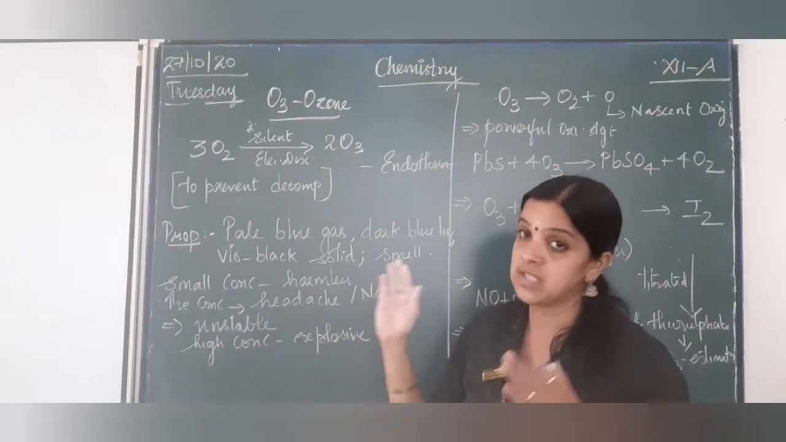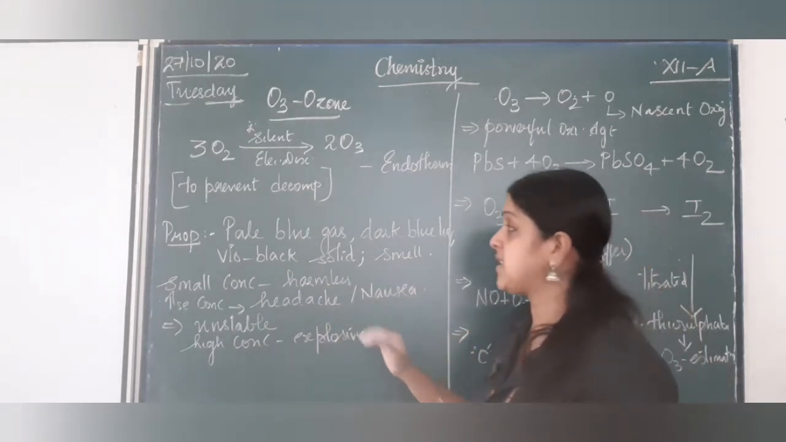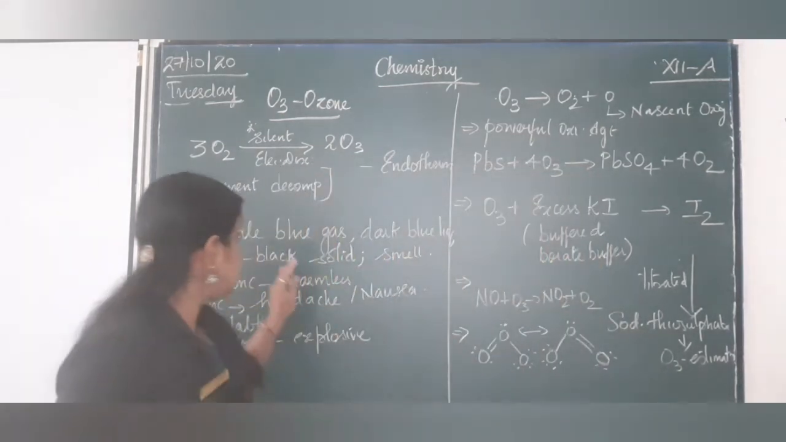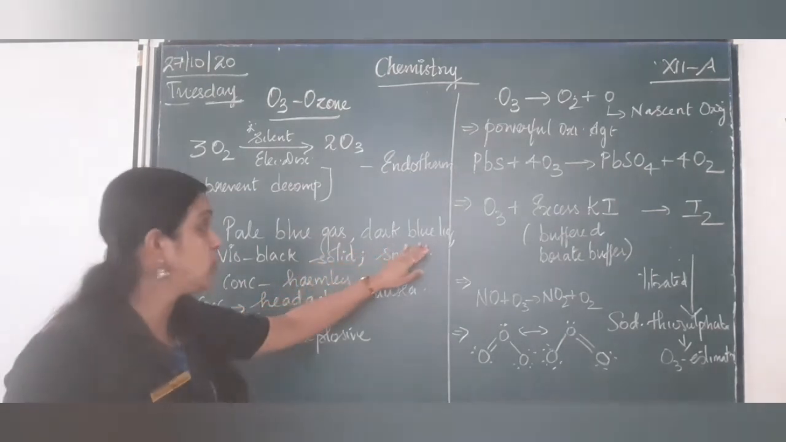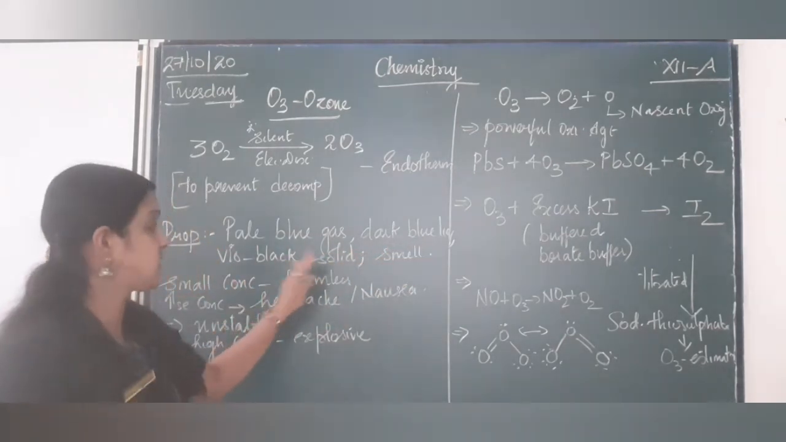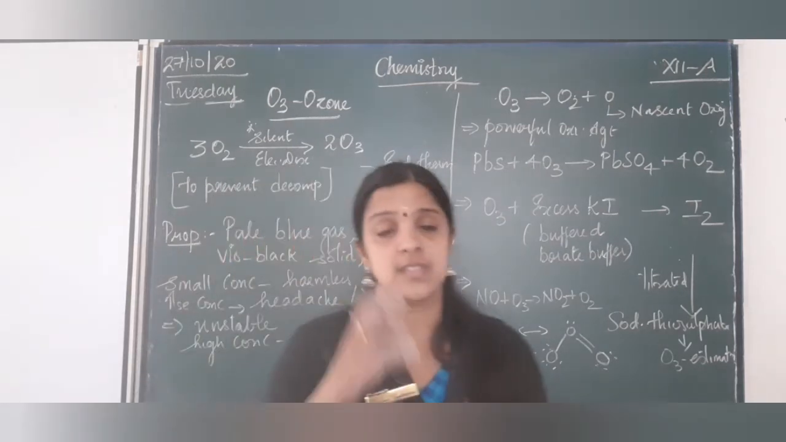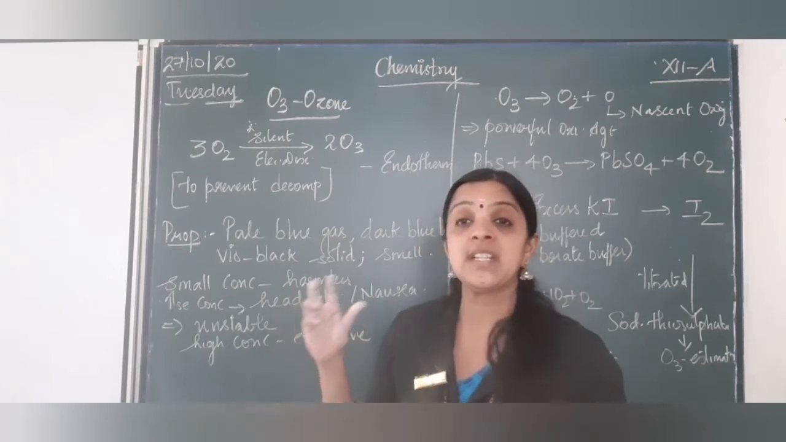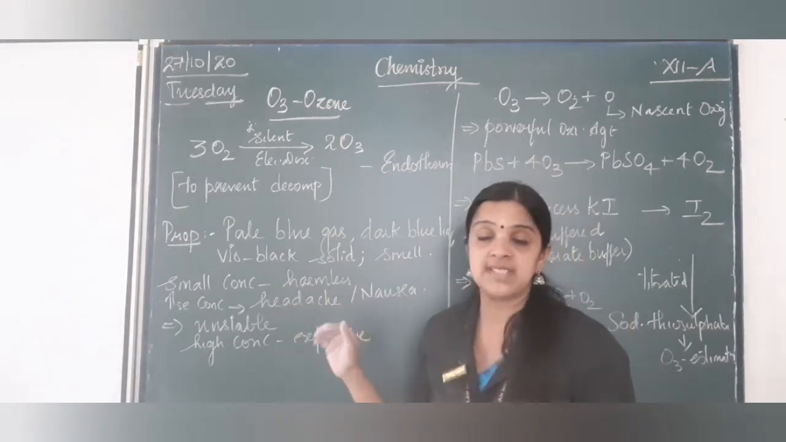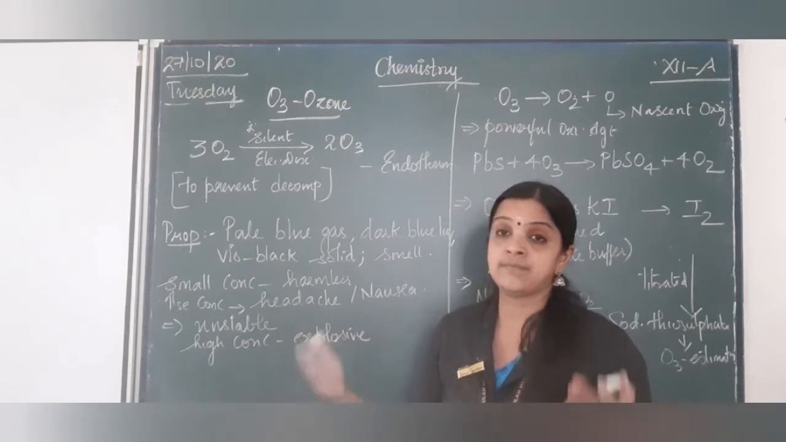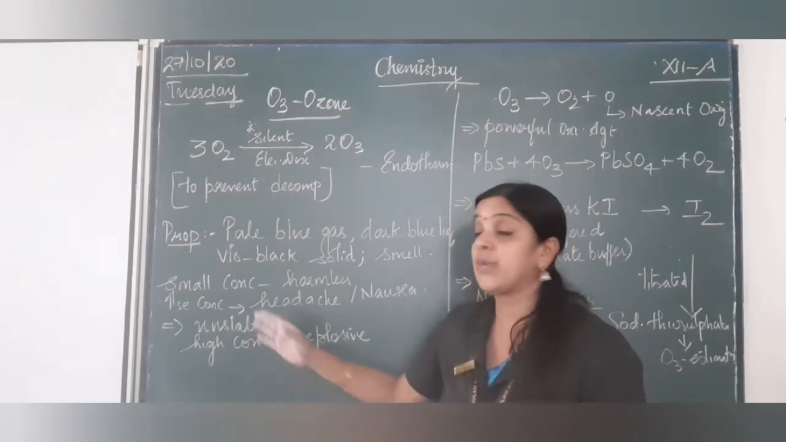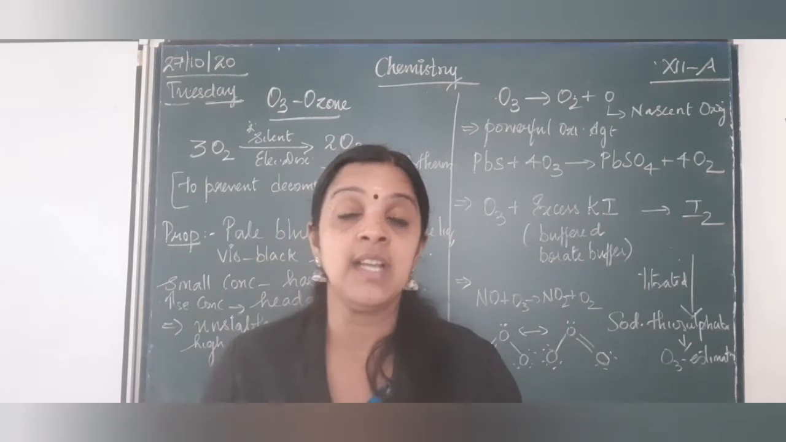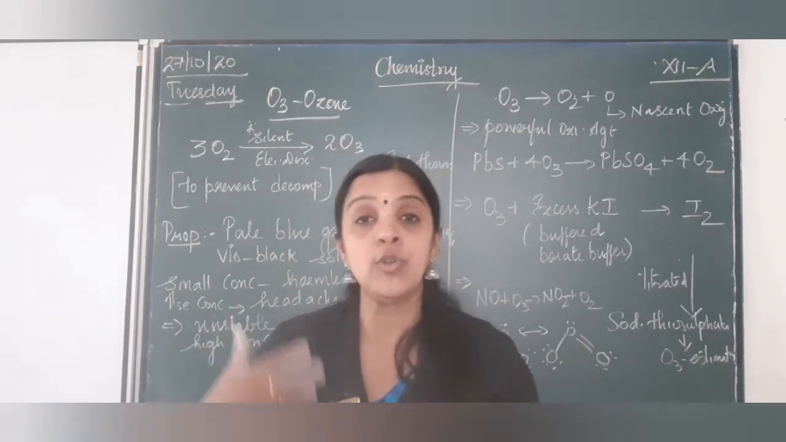Now, if you see the properties, it exists in gaseous state, and also in liquid and solid. That is a pale blue gas, a deep blue liquid, and a violet black solid. It has, of course, a small odor. When present in small concentrations, it is harmless and does not cause any harm to the atmosphere or to people. But when the concentration increases, it starts causing headache and also nausea. Nausea means a tendency to vomit.